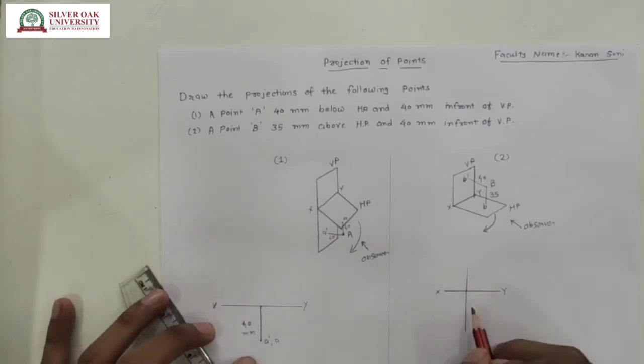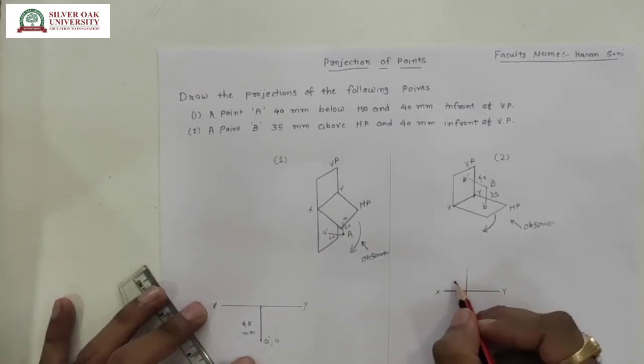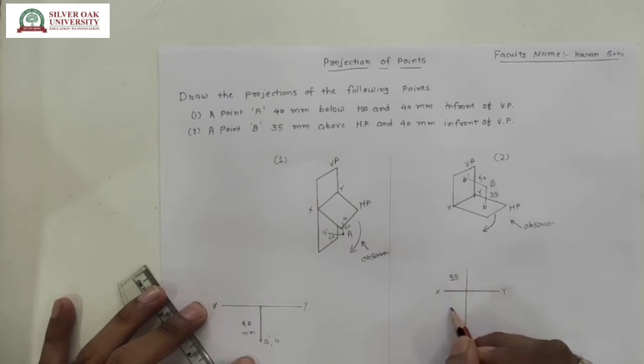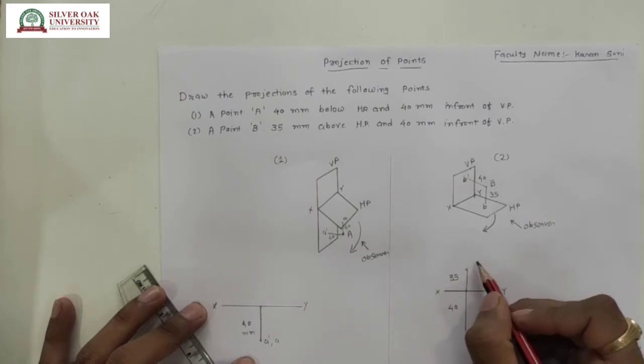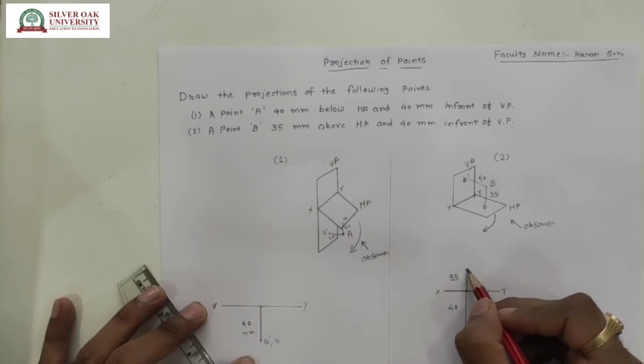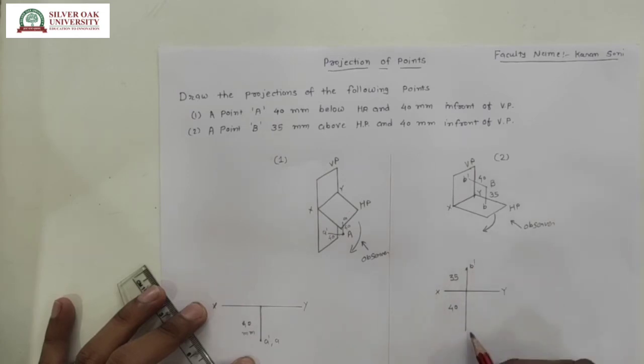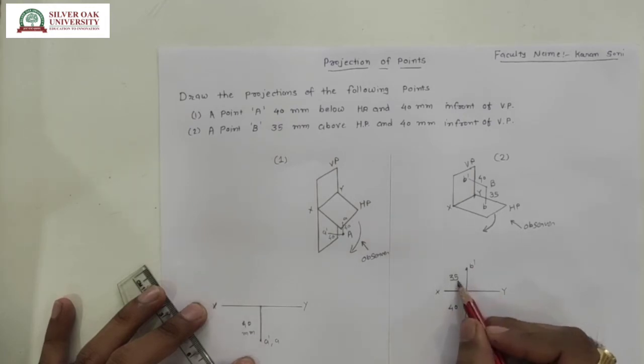Okay, I am not measuring properly, but you have to measure the proper distance, that is 35 mm and this is 40 mm. So this is the point B dash, that is the front view point, and this is the point B, that is below the XY line. So you have to measure with proper dimensions, 35 mm and 40 mm, with respect to the XY line. So this is the projection of the point B.